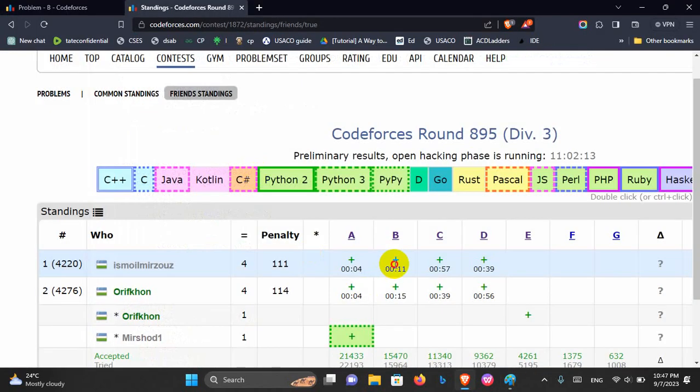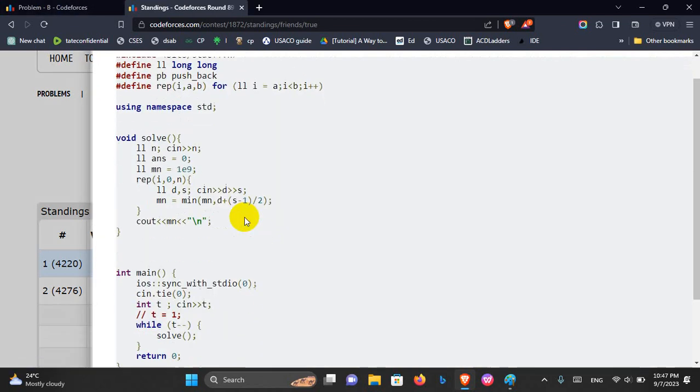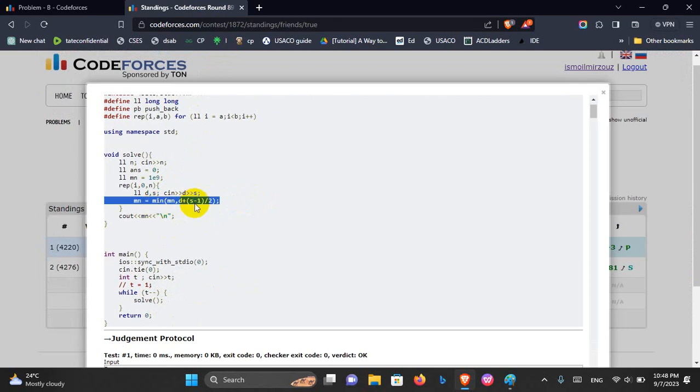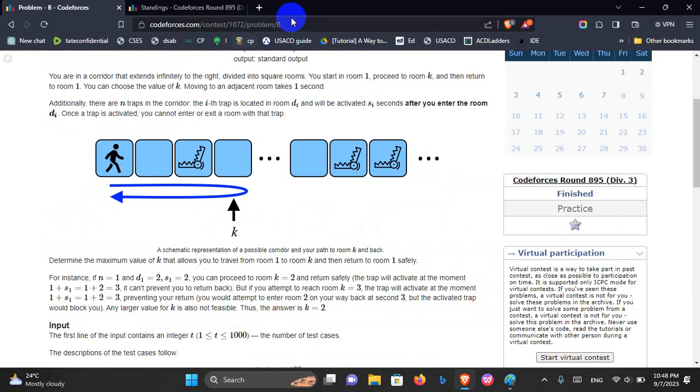When we implement this, we do this for every query. At first the minimum value would be 10 to the power of 9, and for every query we get D and C. We update the answer every time with the minimum of mn. We just output this answer, and this gets our solution accepted. I think C problem was much harder than D, but let's solve problem C.